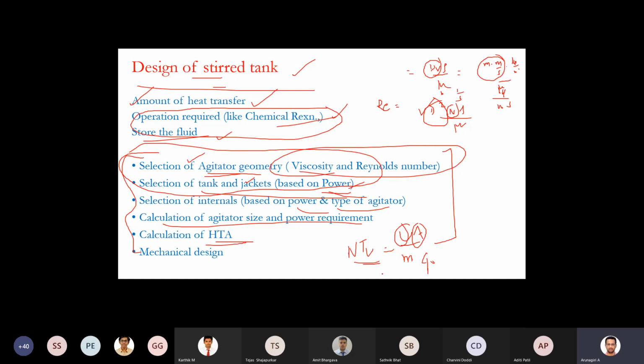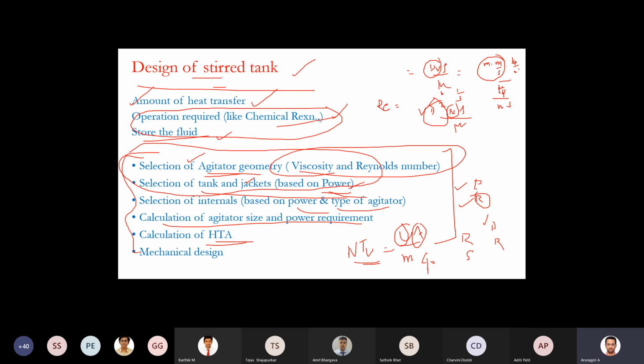Once you know U and the heat transfer surface area A, you can calculate the NTU. Once you know the NTU, you can calculate the P value. You might have studied what is P and what is R. Sorry, P is the effectiveness and R is the capacity ratio. You may say R and S, or P and R; some definitions are there. Once you know P, you can calculate the heat duty.